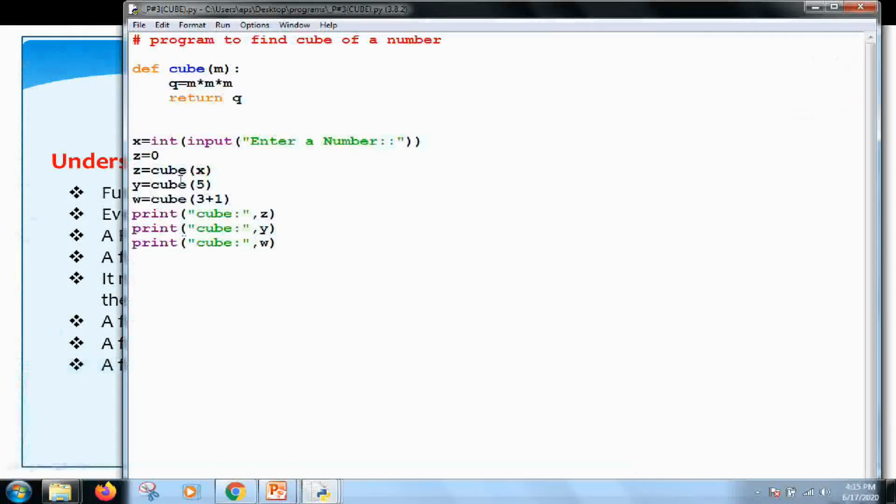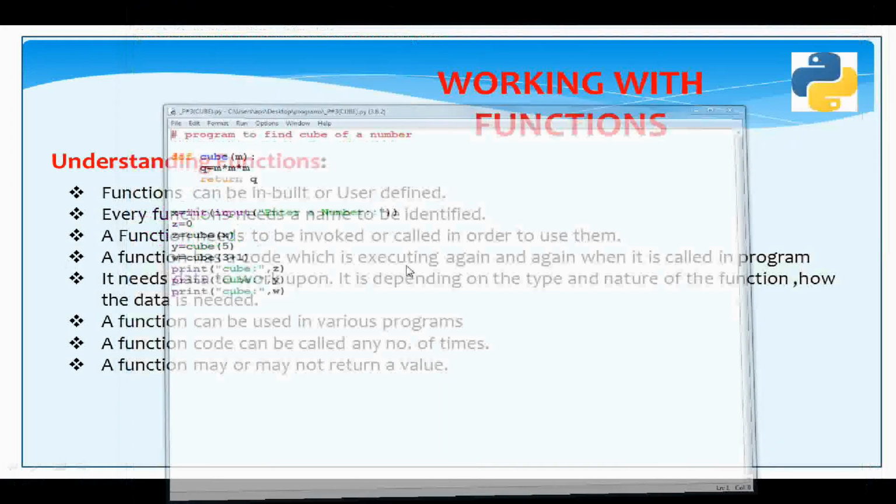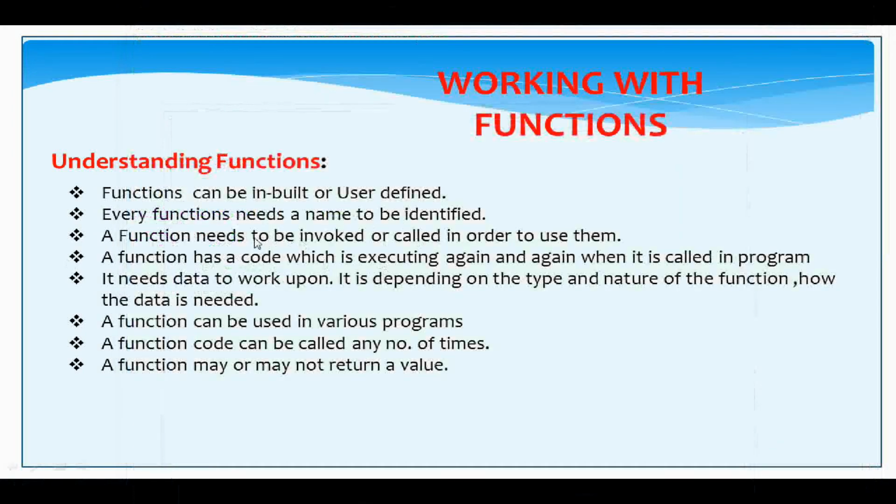And the next point is that the function can be called any number of times. Here you can see that I have called the function cube 3 times. Another point we can see here is that there is a name, and when the function is invoked, that is called, then the code is executing. That means the function body is executed whenever the function is called.